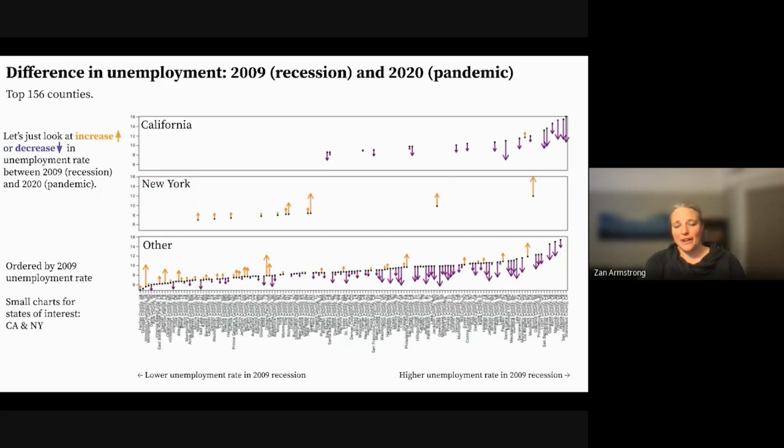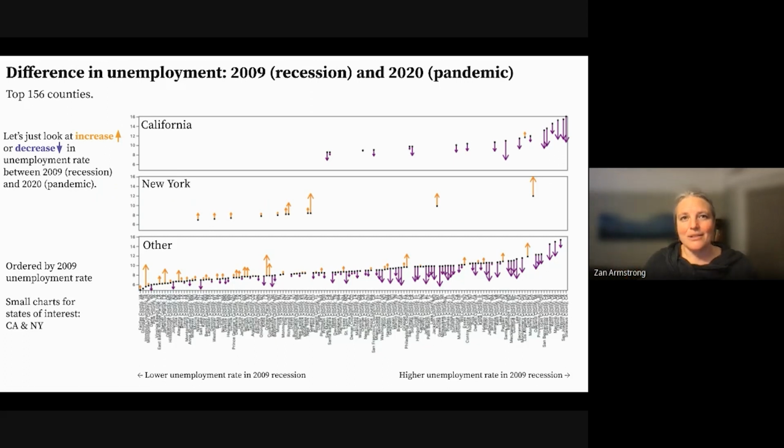So now we've got a different chart for California, a different chart for New York, and this is where it gets really interesting. Because now we notice most of the counties in New York are in the left half of the chart. They were doing relatively okay in 2009, whereas most of California is in the right half of the chart. They were doing relatively badly in 2009. And then for New York, every single county did worse in the 2020 recession and 2020 pandemic than in the 2009 recession. Whereas in California, all but Los Angeles, that's the little orange arrow, was doing better in 2020 than 2009.